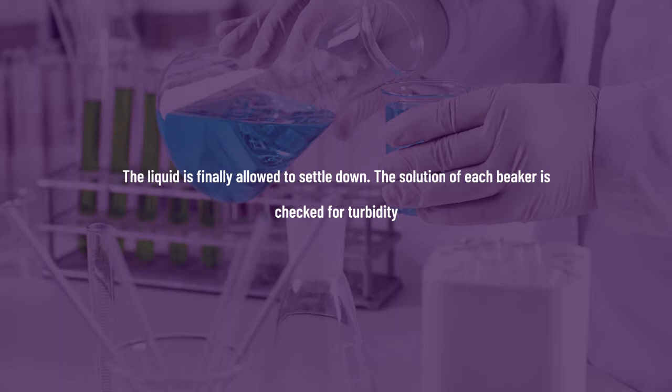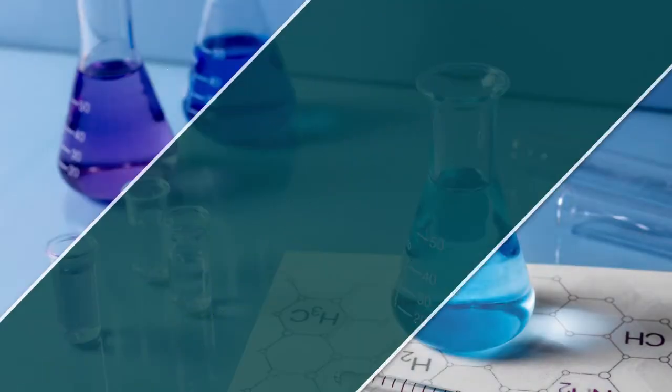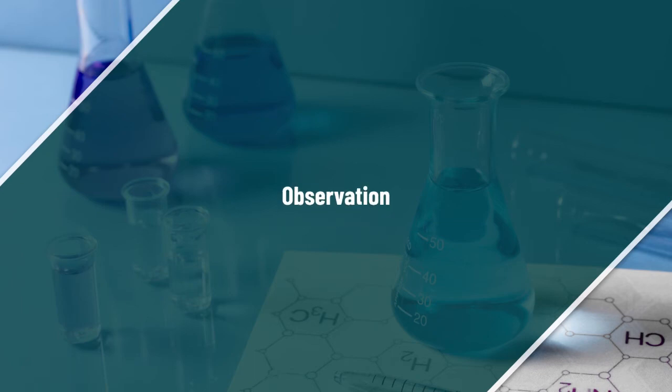The solution of each beaker is checked for turbidity. The smallest dose of alum that produces good floc and less turbidity is taken as optimum dose for the particular sample. Here is the observation for the jar test.